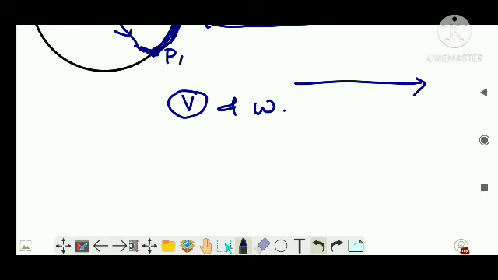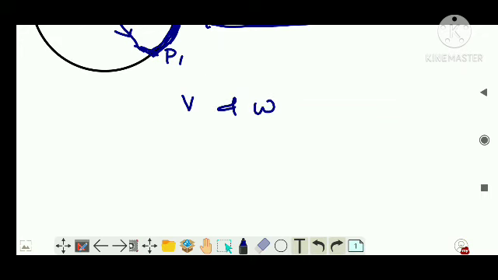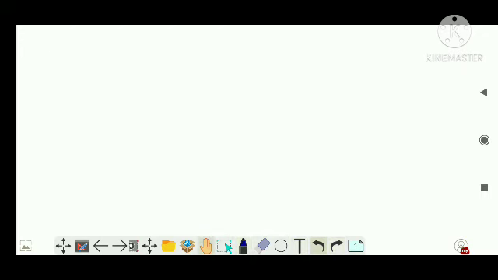Clear? Now if you are asked what is the relationship between linear velocity and angular velocity: linear velocity comes in the straight motion section, whereas omega comes in circular motion. Both are velocities. One is in meters per second, omega is usually in radians per second. Okay, keep that in mind. So how will we find the relationship?